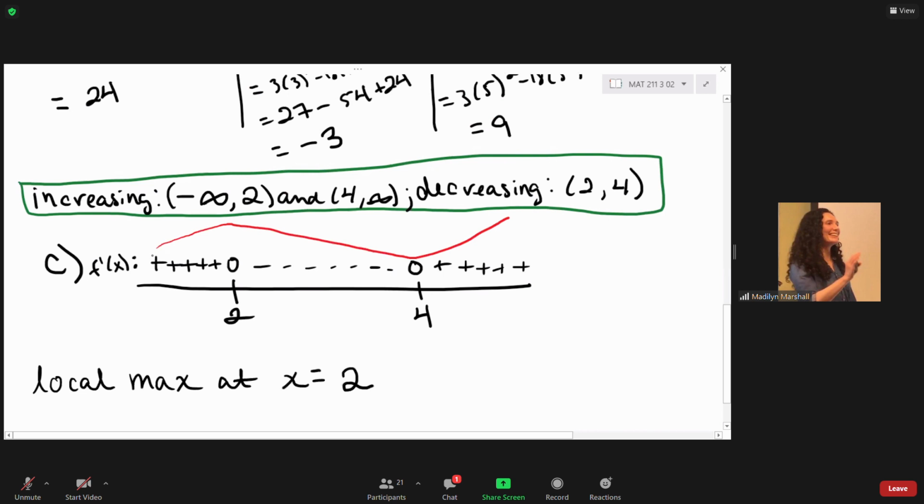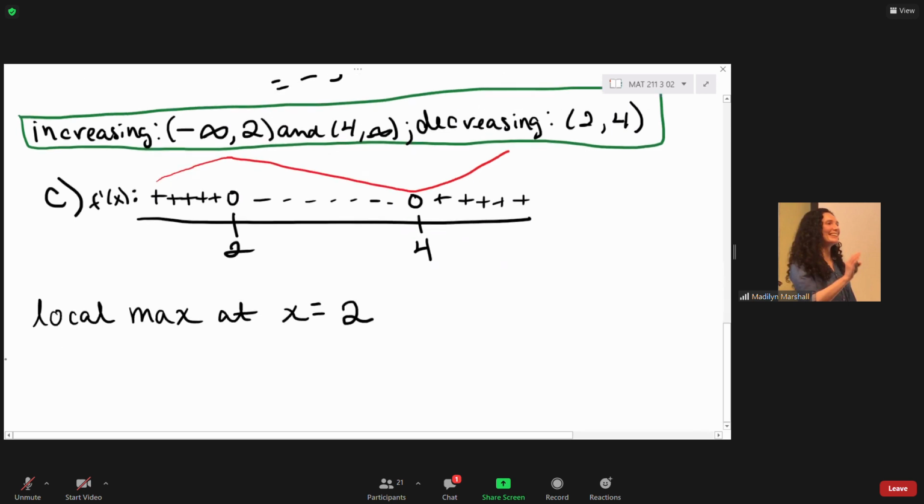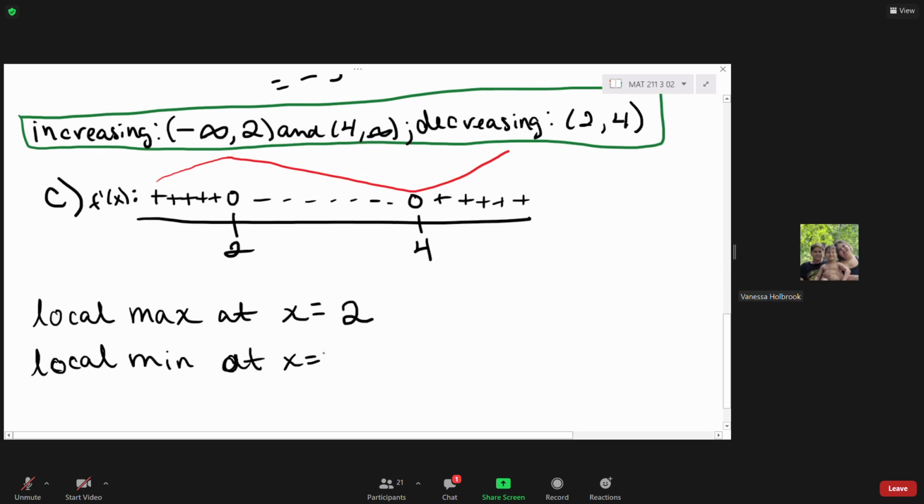So on our sign chart, we had positives and then it turned to negative. So our graph goes up and then down. So we definitely have a local maximum at x equals 2. And where will we have a local min? 4.